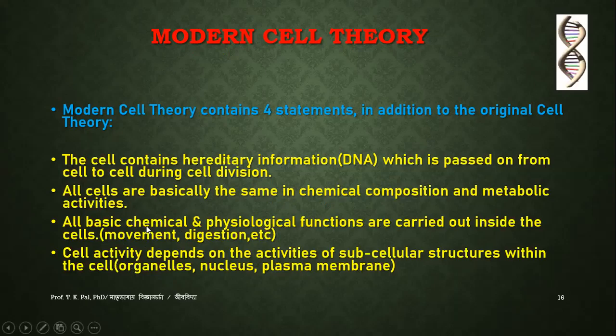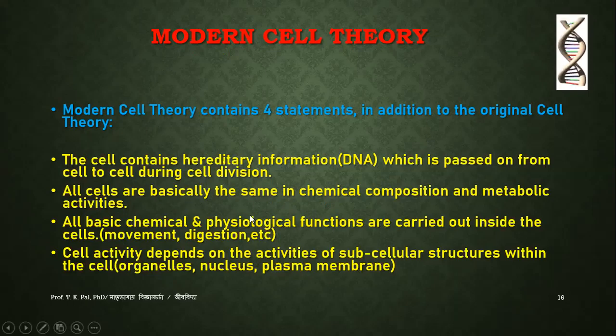Phagocytosis is also a physical activity. So all these come inside the cell. Cell activity depends on the activities of the subcellular structures. Subcellular structures means mitochondria have a different structure, plastids have a different structure, producing food. Ribosomes are producing protein. Lysosomes clean the cell. In this way, every cellular component, every subcellular structure has different functions.